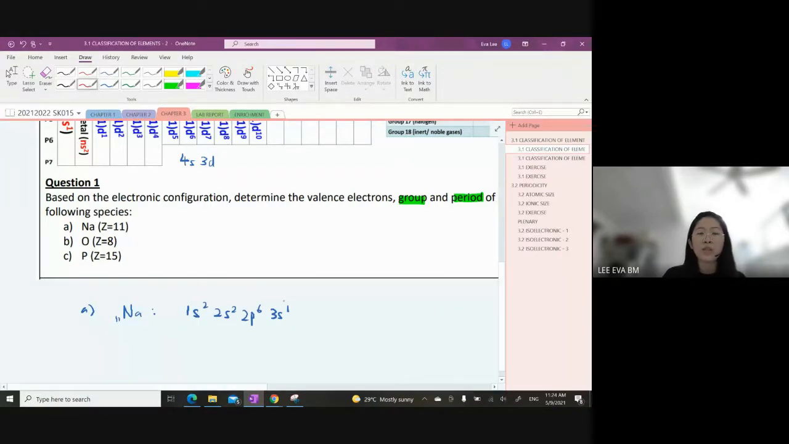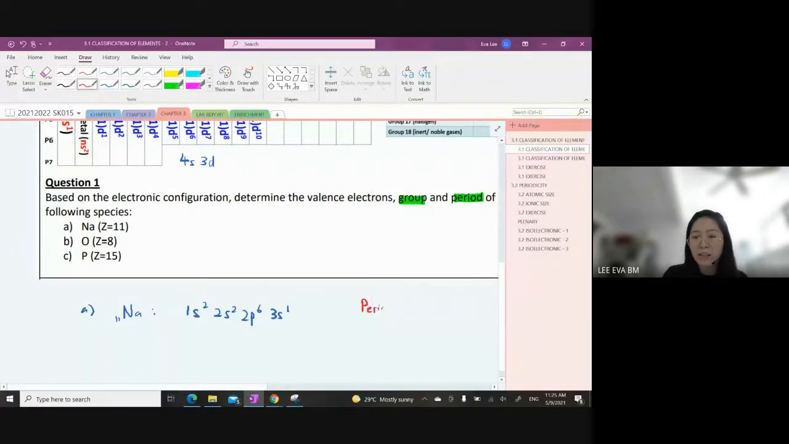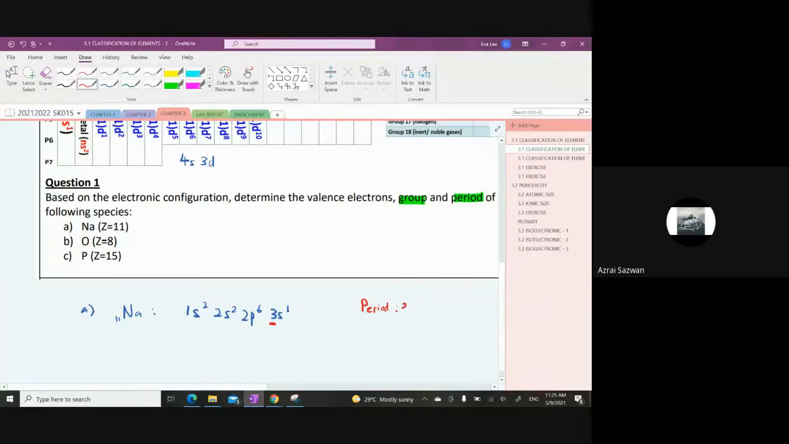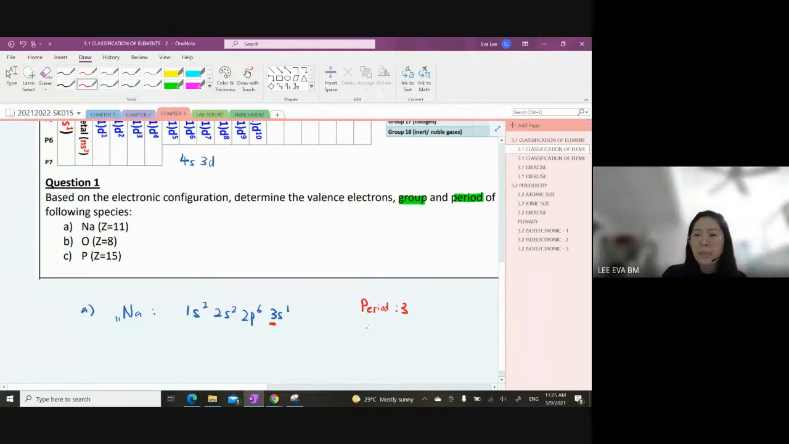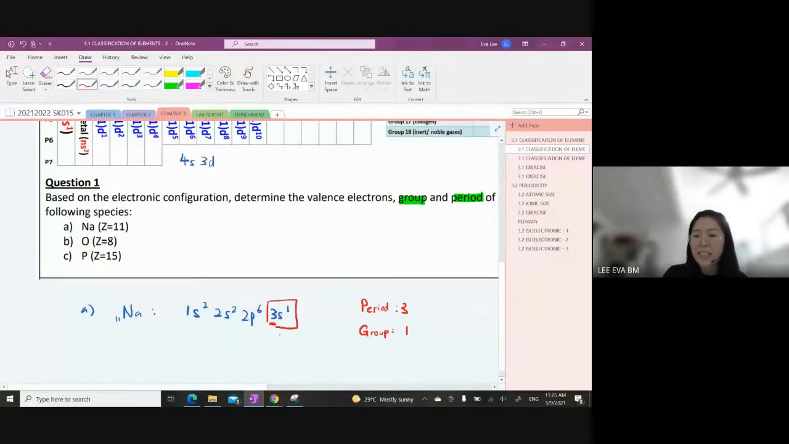Once you've written down the electronic configuration, first of all, where is the period? It depends on the highest value of n, which is period 3. How about the group? Group 1. Why group 1? The last electron. You only have one valence electron. So as simple as that.